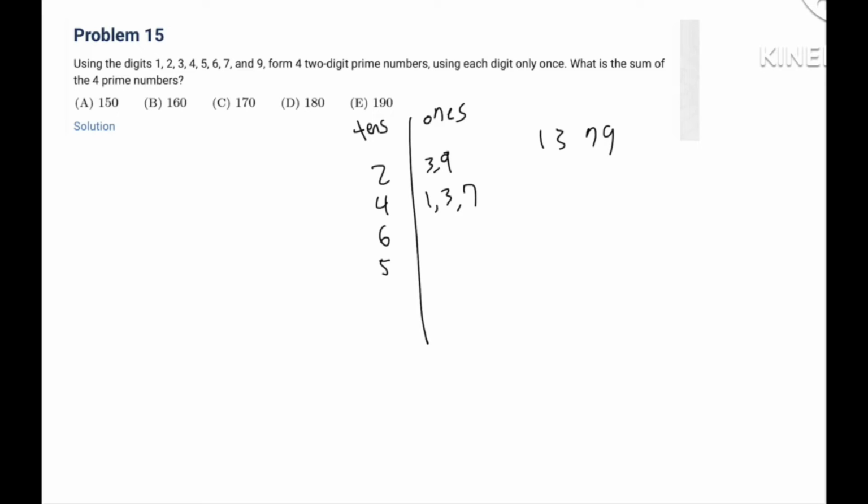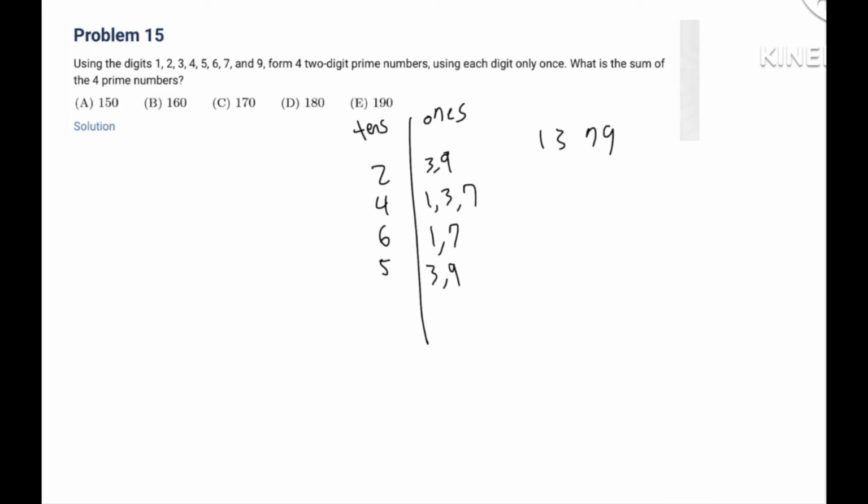61 is possible. 63 is not possible. 67 is possible. And 69 is obviously not possible. 51 not possible. 53 possible. 57 not possible, and 59 is possible. So from here, we should be able to get a number.